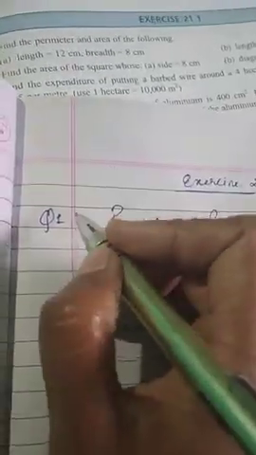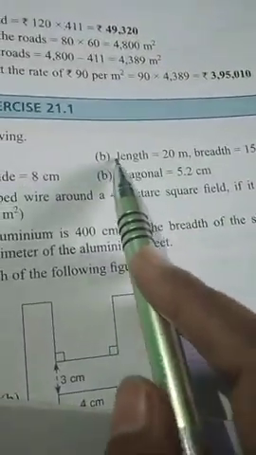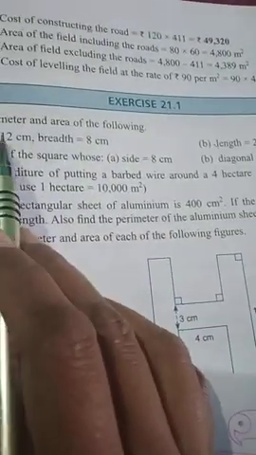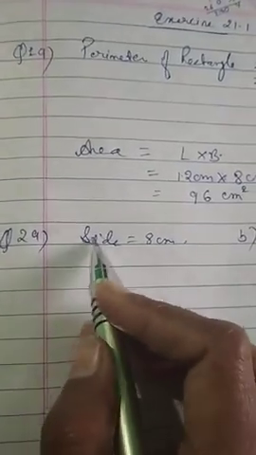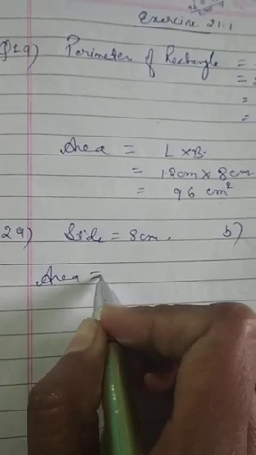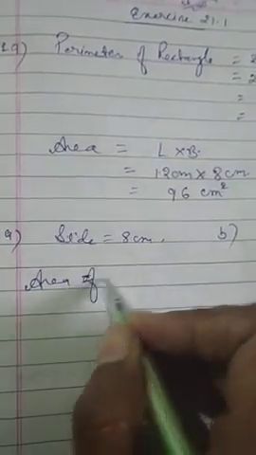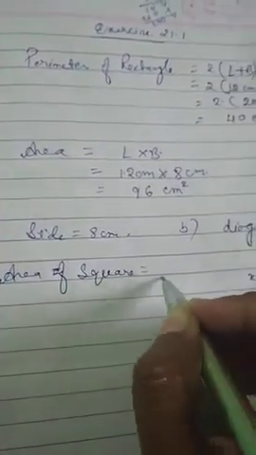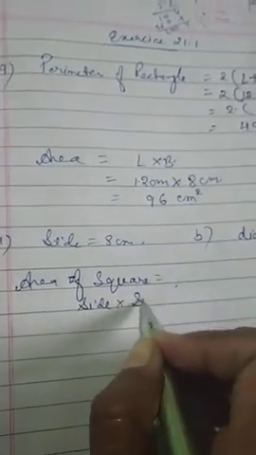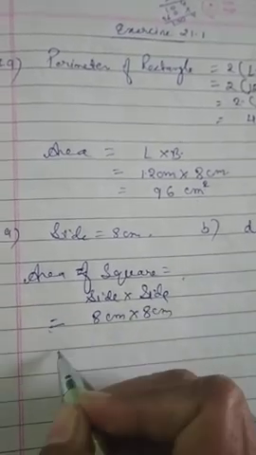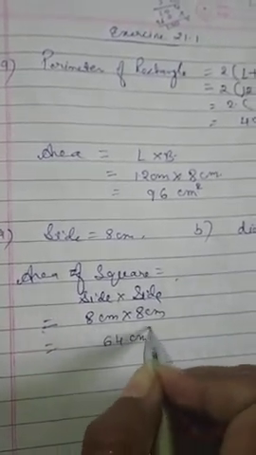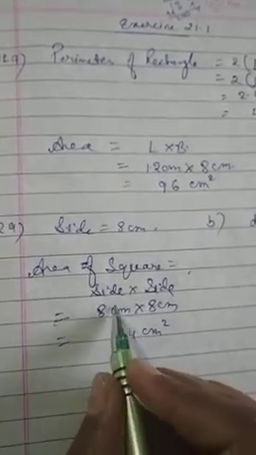Now, part A I have solved, and part B I hope you can do, since length and breadth are given. Now question number 2. Find the area of a square whose side is given. Here the side is given, so can you find the area? The area of a square is side into side, that is 8 centimeter into 8 centimeter, 8 eights are 64 square centimeter, because it is area.